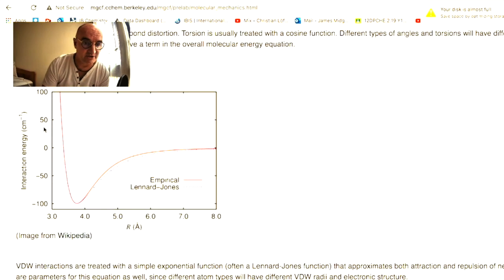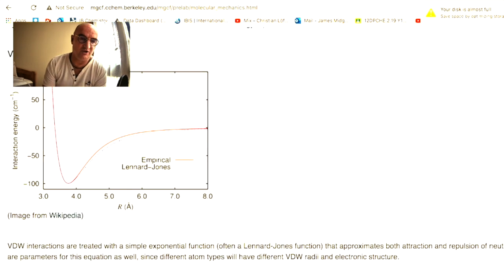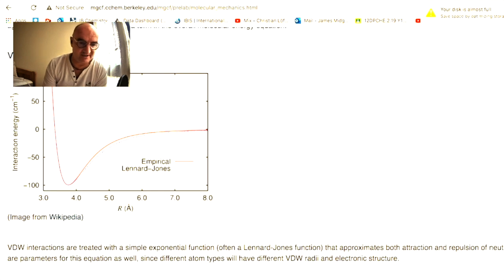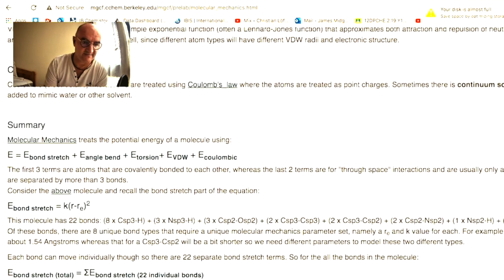chart here, so we have van der Waals. Van der Waals interactions are treated with a simple exponential function, are they? Which is the attraction and repulsion of neutral atoms. Okay, you all know the van der Waals definition, the energy generated by the instantaneous interaction between neighbouring atoms. Okay, words to that effect.